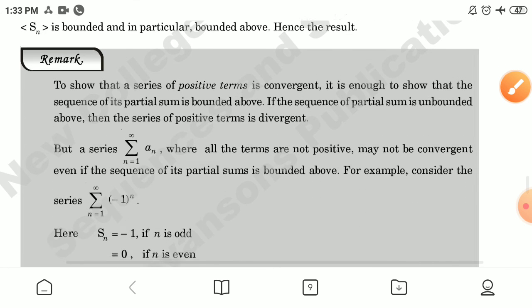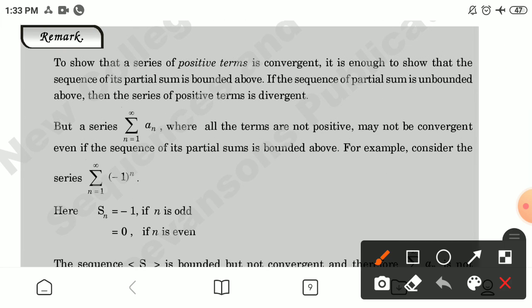Now making a remark. To show that a series of positive terms is convergent, it is enough to show that the sequence of its partial sums is bounded above. If the sequence of partial sums is unbounded above, then the series of positive terms is divergent. But a series summation an, n from 1 to infinity, where all the terms are not positive, may not be convergent even if the sequence of its partial sums is bounded above.